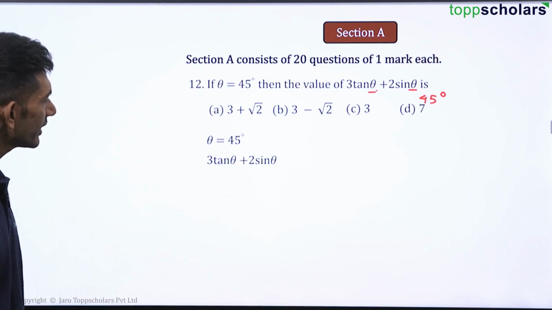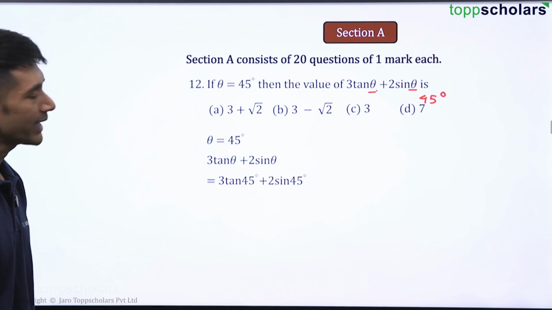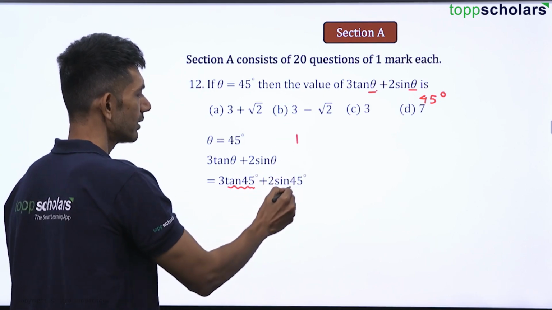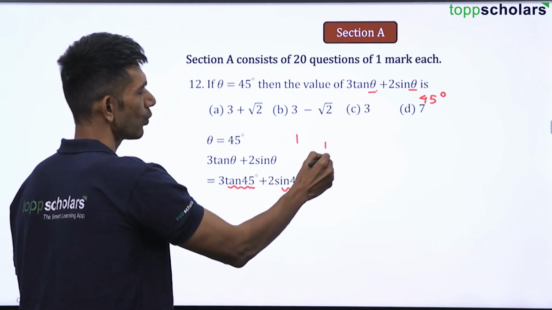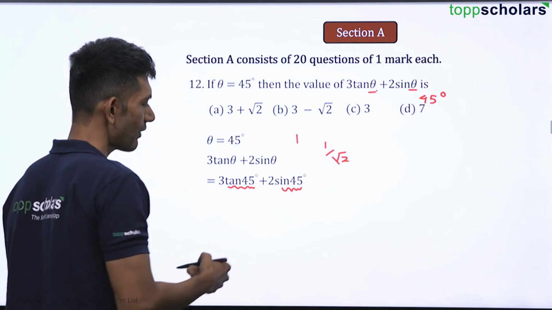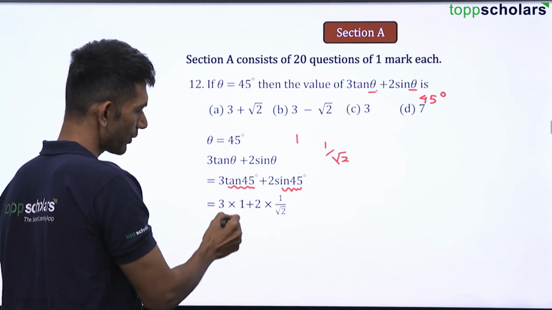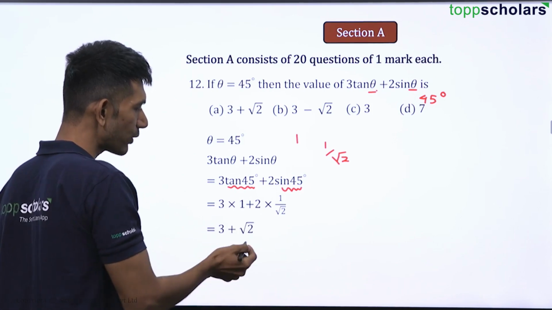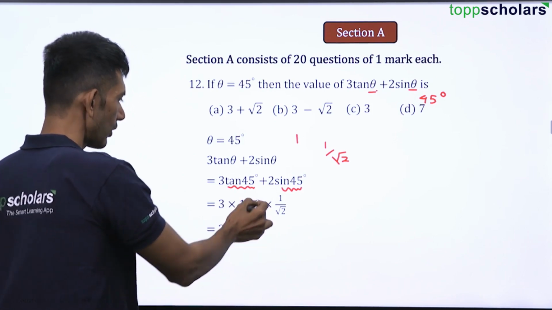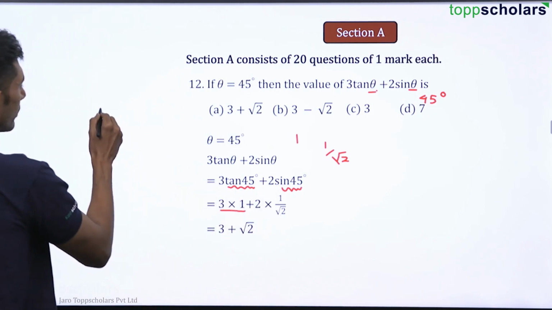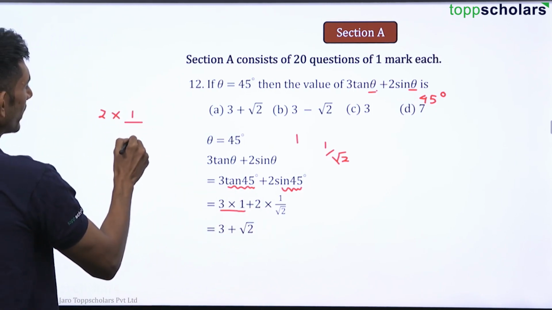So can I say this is 3 tan 45 plus 2 sin 45. Tan 45 is how much? Tan 45 is 1 and sin 45 is how much? 1 by root 2. So let's put the values. 3 into 1 plus 2 into 1 by root 2. So that gives you 3 plus 2 by root 2. How did we get this? See, this is 3 and this is 2 multiplied by 1 by root 2.